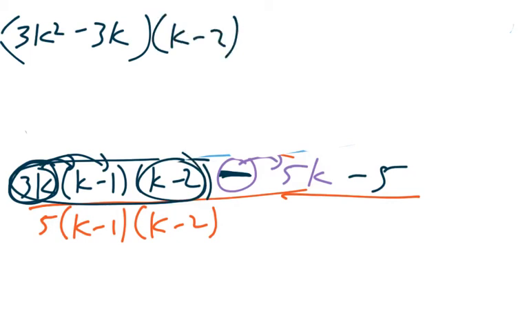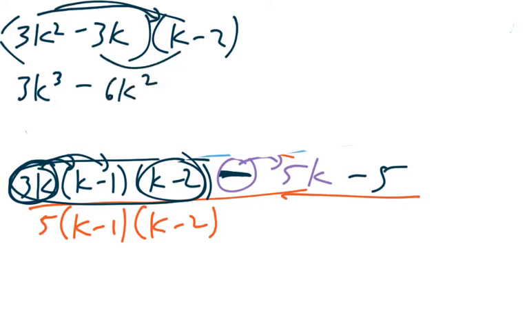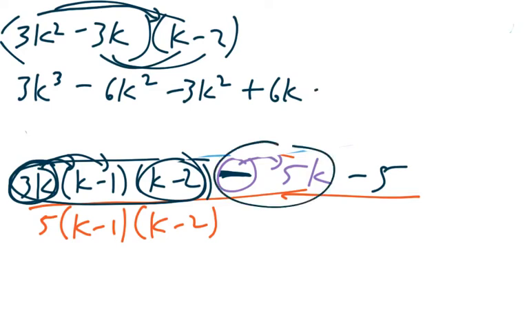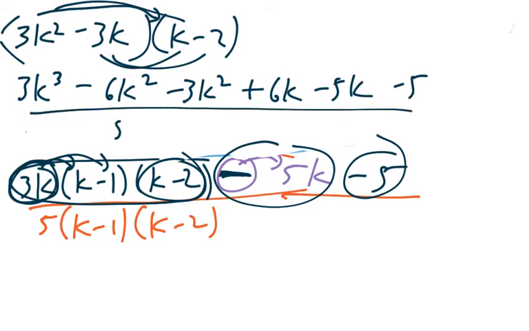Some of you may want to do the area model, but I'm just going to do the arrows here, guys. So I get 3k cubed minus 6k squared minus 3k squared plus 6k. Wow. I still have right here a minus 5k and a minus 5 over my common denominator 5 times k minus 1 times k minus 2. You may want to pause, guys, just to make sense of what I did here.